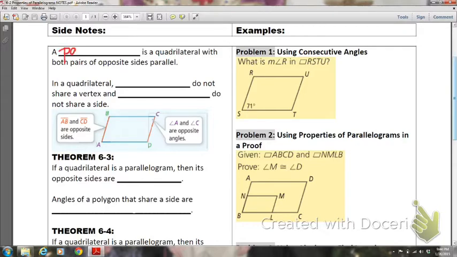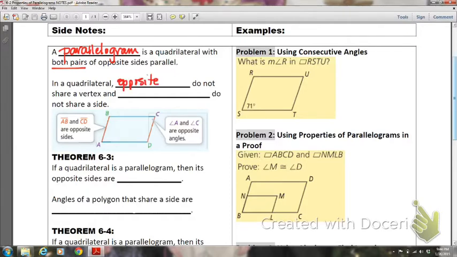A parallelogram is a quadrilateral with both pairs of opposite sides parallel. So in a quadrilateral, what are opposite sides?